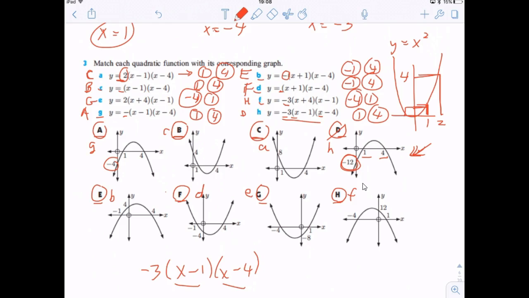Well, we know that the point here with negative 12 is the y-intercept. So the coordinates here are 0, negative 12, right? What if we plug in the values x equals 0 and y equals negative 12 into this equation? What do we get? We're going to get y, which is negative 12, equals negative 3 times 0 minus 1, which is negative 1, times 0 minus 4, which is negative 4. And now we have negative 12 equals negative 12. And we got a true statement.